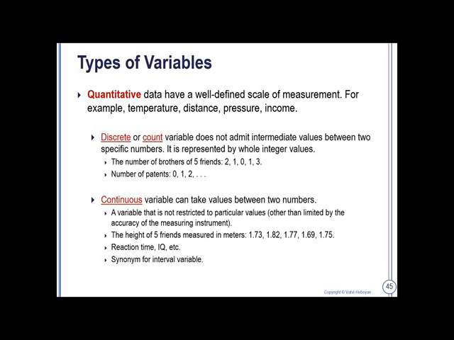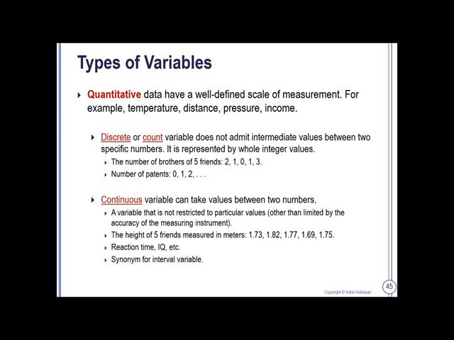For example, you ask people, well, how many brothers do you have? Let's say you ask 5 friends, how many brothers do they have? The first one says 2, second one says 1, the other one says 0, 1, and then 3. As you can see, these are integers. And because of what we are measuring, in this case, number of brothers that the person has, you have to have a whole number. You cannot have decimals there, or a ratio, or not an integer, because we cannot say I have 1.5 brothers.